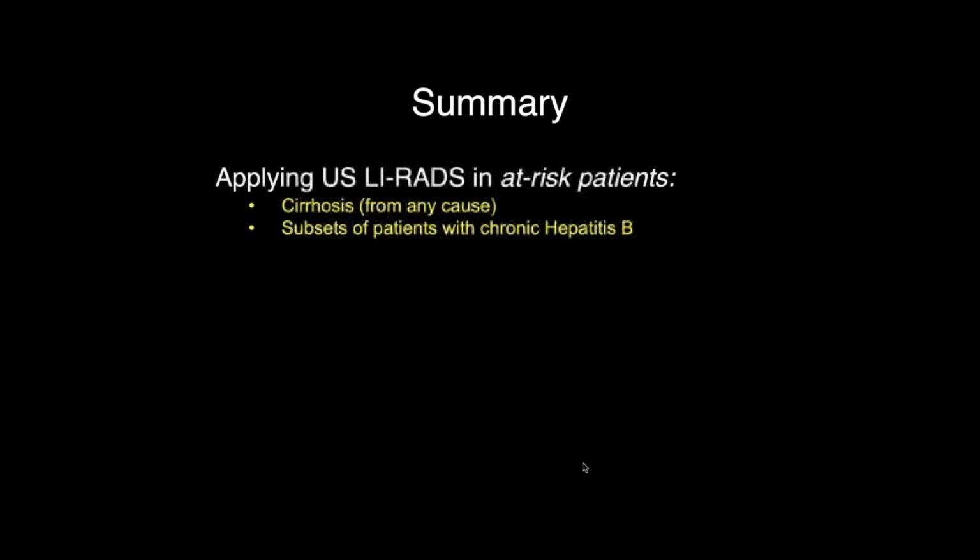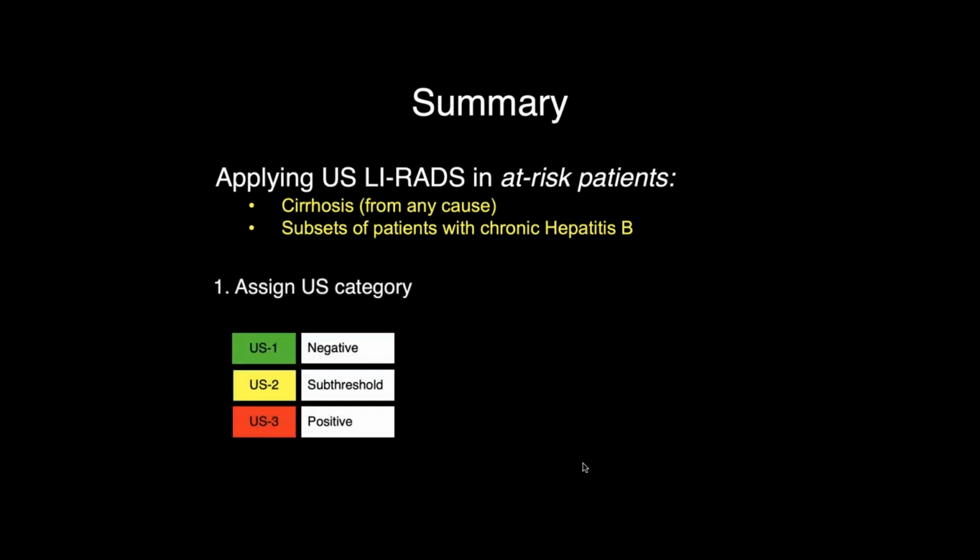So in summary, we recommend that you apply ultrasound LI-RADS in at-risk patients in North America, that is defined as patients who have cirrhosis from any cause, and subsets of patients who have chronic hepatitis B. We recommend that you first assign an ultrasound category score of ultrasound 1 negative, ultrasound 2 subthreshold, or ultrasound 3 positive, and that ultrasound category score determines follow-up.